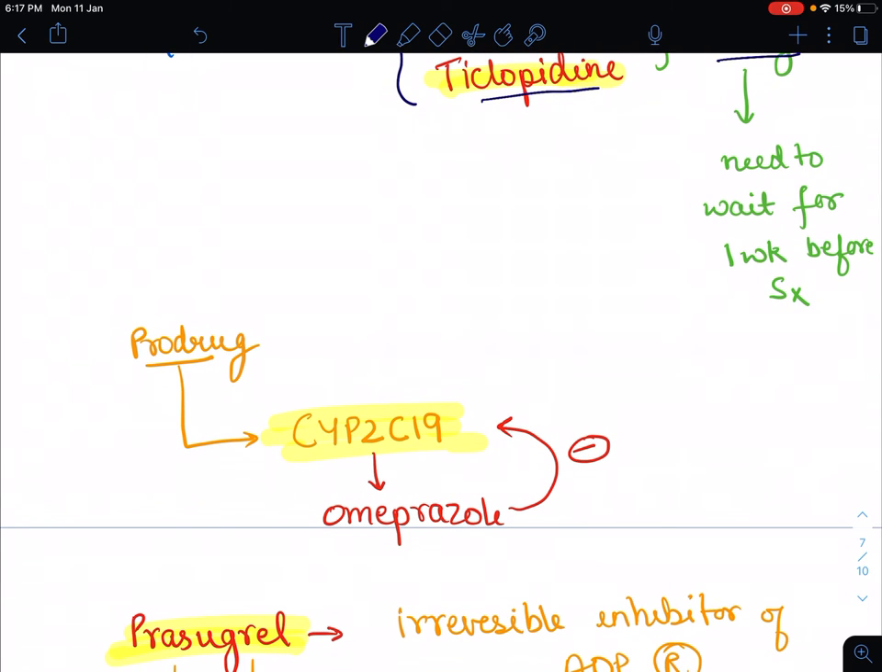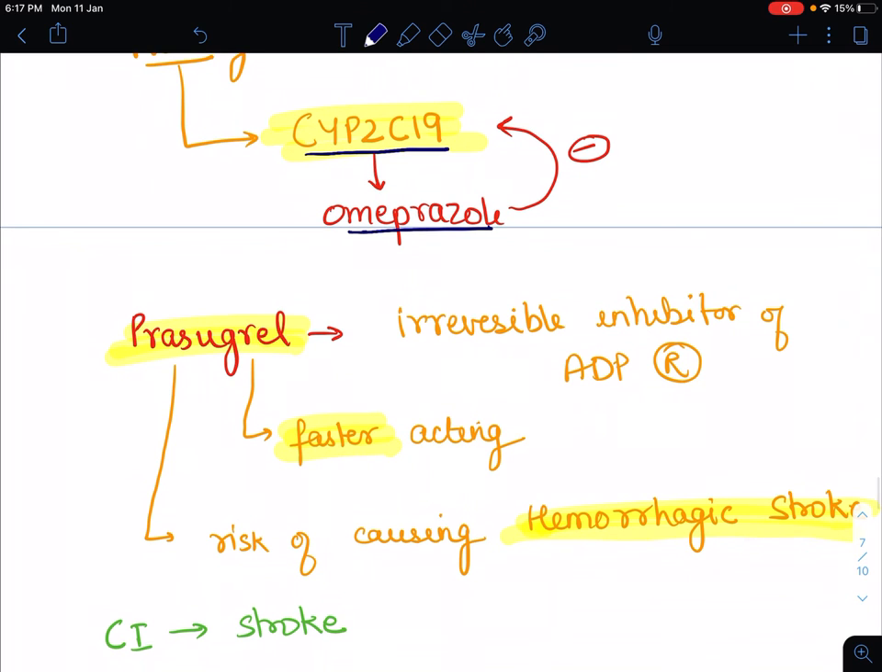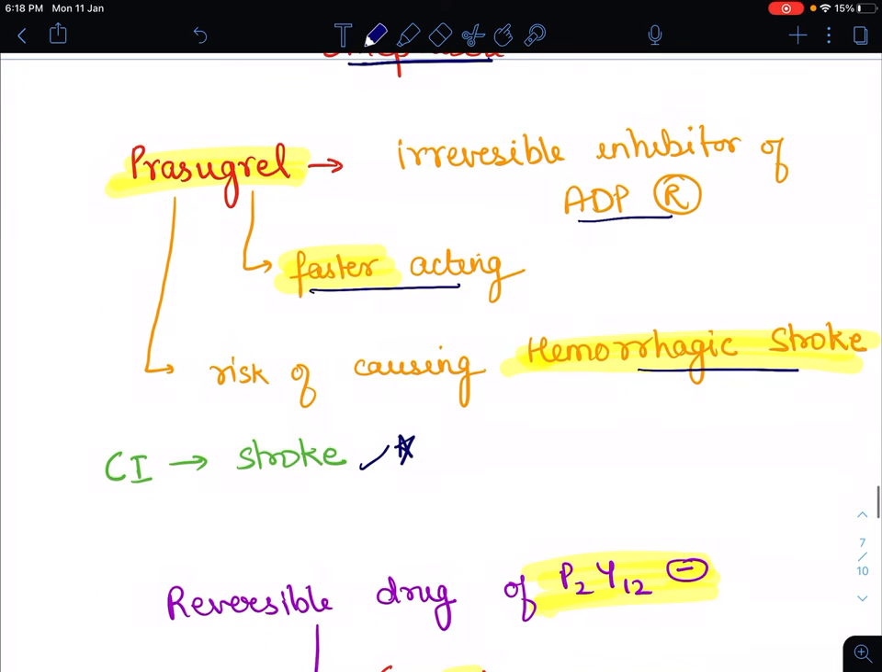Now there are prodrugs also, which are metabolized by CYP2C19. CYP2C19 inhibitors like omeprazole inhibit clopidogrel. So if we give omeprazole and clopidogrel together, they will affect each other because they negate both their actions. Next drug is prasugrel, an irreversible inhibitor of the ADP receptor. This is also an irreversible inhibitor, and it is faster acting, as I discussed above. The risk is hemorrhagic stroke, so it is contraindicated in stroke. So these are all irreversible drugs.